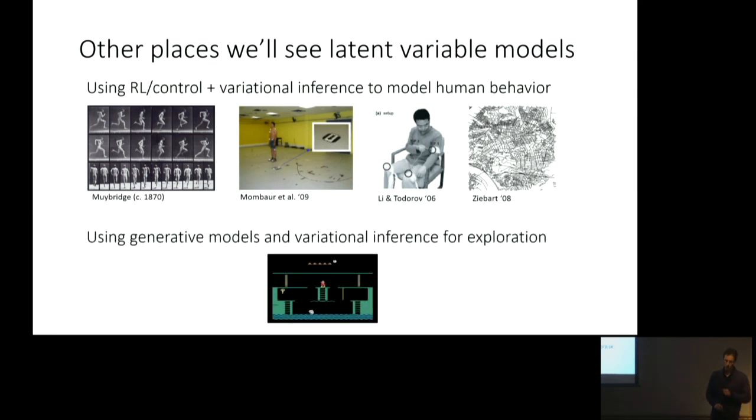You could also use generative models, including latent variable models, for exploration. In exploration, we'll see that these models can be very useful for trying to determine whether a particular state you're seeing is a new state that you've never seen before, or a state that you've visited many times. That can be used to guide exploration, to encourage your policy to visit new states. So we'll see a lot more about both of these ideas in the coming weeks.